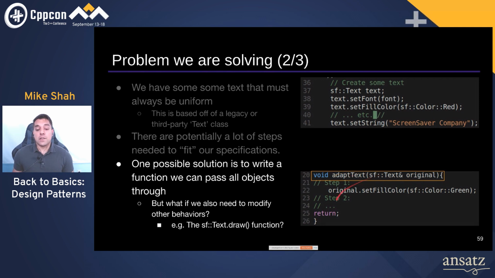And this works fine, right? We can take our reference to this text object and set the fill color, set the font size, step 1, step 2, step 3, however many steps that we have to do to get things uniform. But if we have to start changing other behaviors, that's hard to just do from the function, especially if we need to invent new behaviors on top of this particular data type.